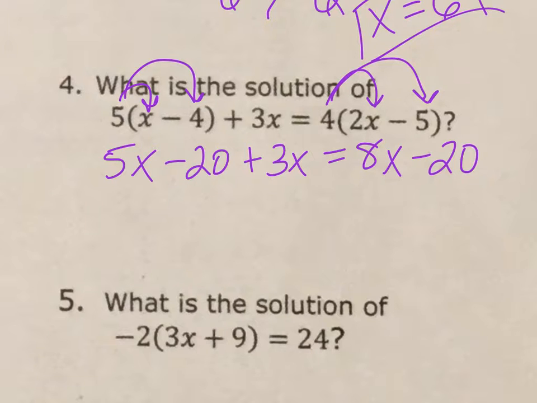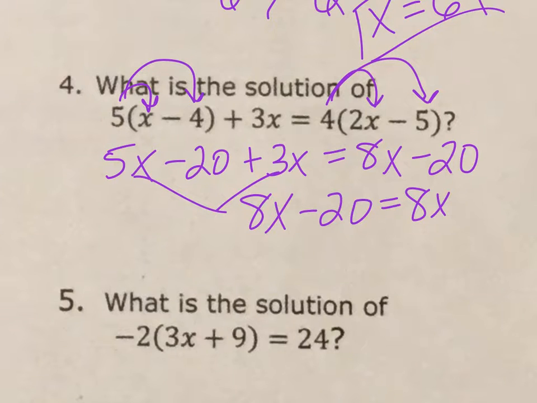So then I see I have like terms on this side. Those two can go together. 5x and 3x is 8x minus 20 equals 8x minus 20. That is the same thing. That's equal. So you can keep going and get negative 20 equals negative 20. You can go further and get 0 equals 0. But when you reach this identity of the same thing on both sides, we know the solution is all real numbers.